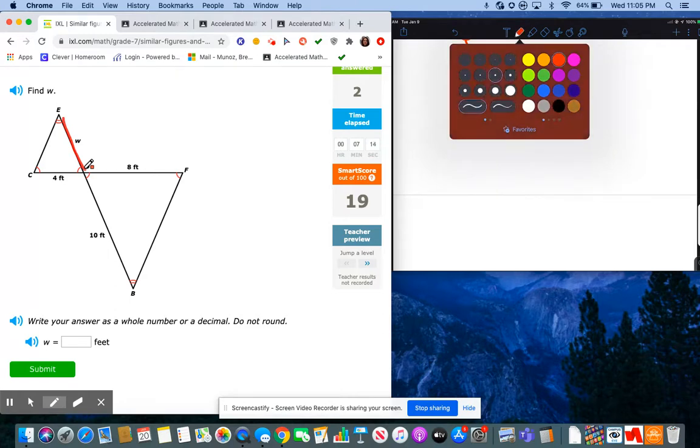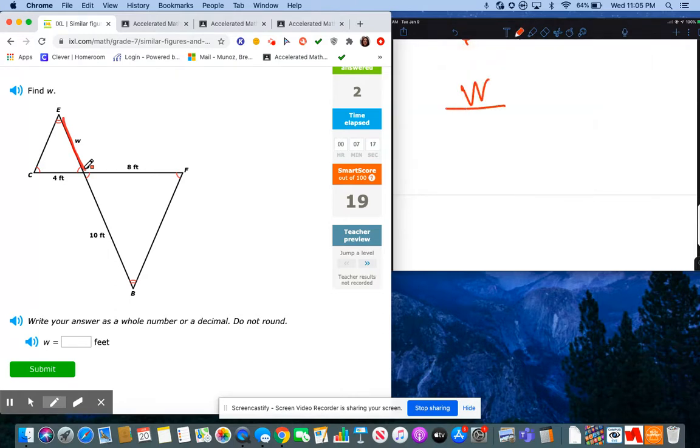I'm using red, so I'm going to say, okay, W is corresponding to this one, 10. And then we can say, okay, use this one. 4 is corresponding to 8. So I go, okay, 4 is with a W, okay? 4 is in the same triangle as W.